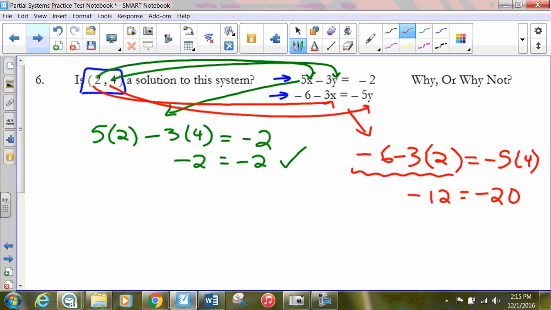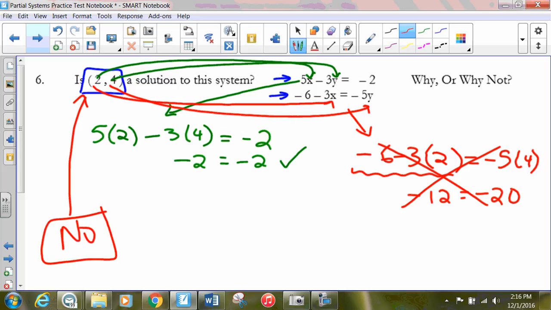So if it didn't work out for the second equation, then this is not an answer for the system. It's no. You're going to have to write no. So you'll show that although it worked for the first one, it didn't work for the second one. The answer has to work for both equations for it to be considered a solution to the system.